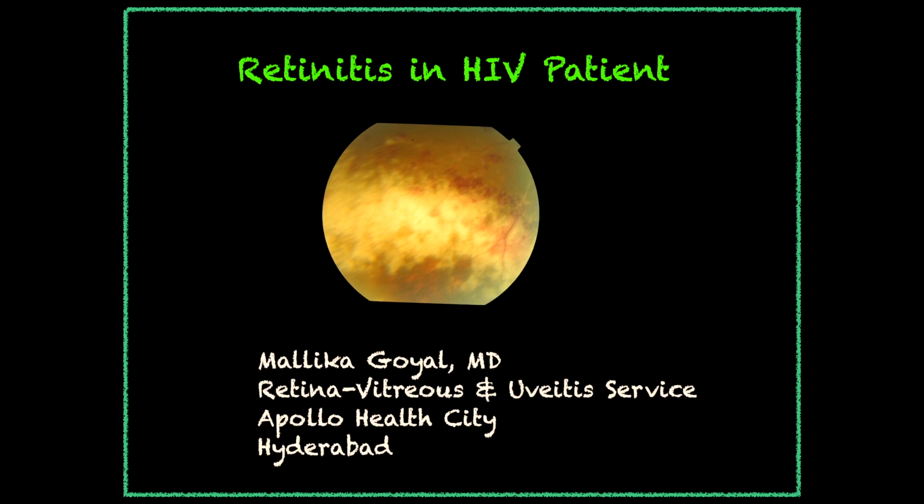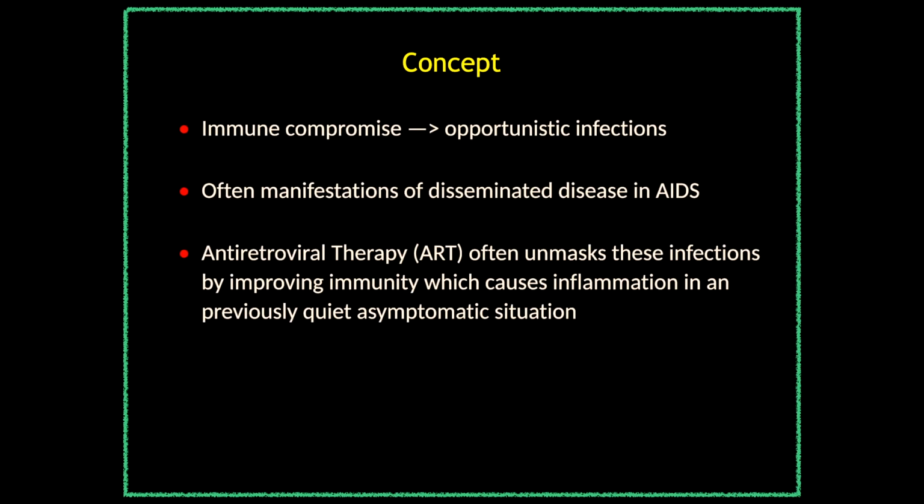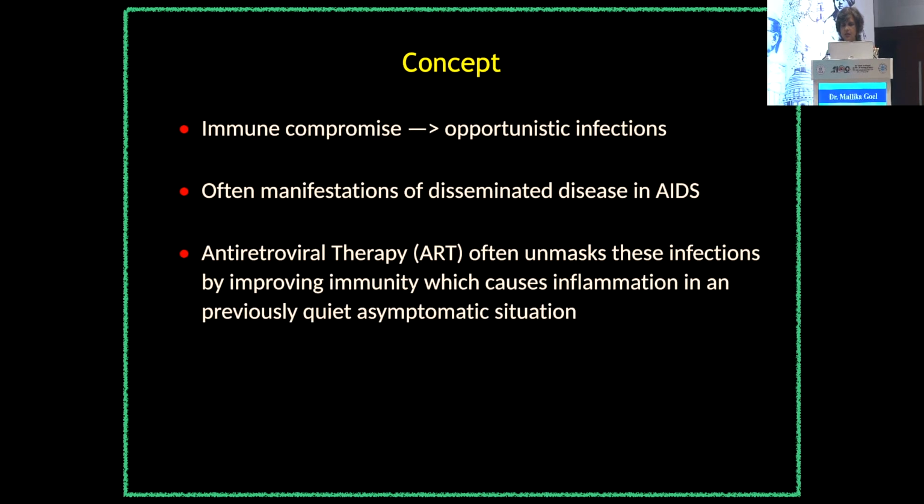So retinitis only. I'm not going to speak about choroiditis and granulomas. In HIV, immune compromise leads to opportunistic infections, which are usually a manifestation of disseminated disease elsewhere in the body. And antiretroviral therapy often unmasks these infections by causing inflammation in a previously quiet asymptomatic eye.